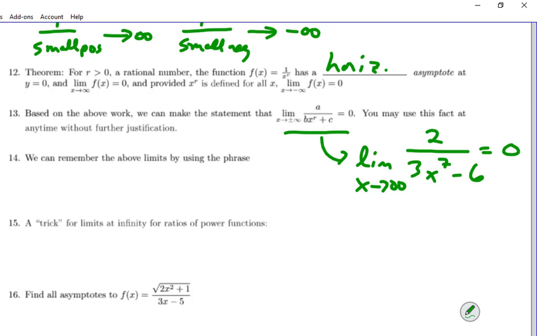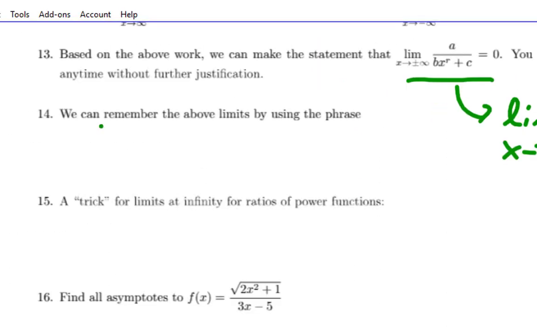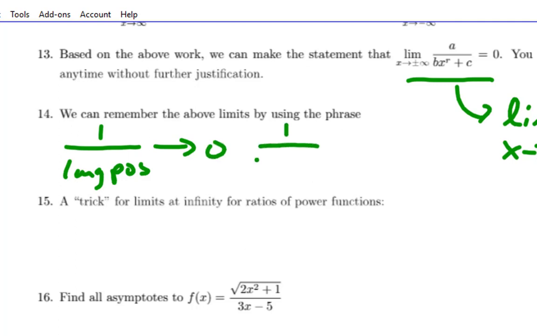Okay? All right, so we remember this phrase by: 1 over a large positive number approaches what? 1 over a large number approaches what? 0. And 1 over a large negative number approaches what as well? 0. Doesn't matter if it's positive or negative.